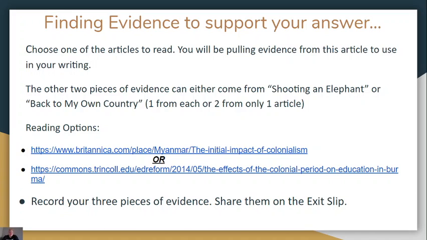Your reading options are from Britannica.com about Myanmar, and then the other one is from Commons, The Effect of the Colonial Period on Education in Burma. You are going to record your 3 pieces of evidence and share them on the exit slip. It is important to note, you only have to read one of these, okay? So do not try to read both. Pick one, read it. If you want to glance over it to see which one you would like to read, please do so, but you're only choosing one article to read.